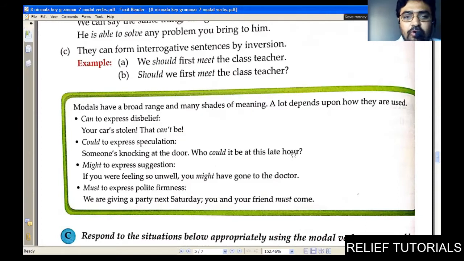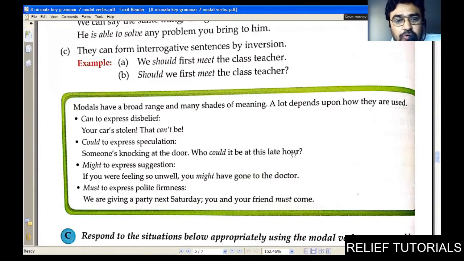Modals have a broad range and many shades of meaning. A lot depends upon how they are used. This was also told to you earlier. A number of modals can be used for the same kind of mood or situation. Can to express disbelief. Your car is stolen. That can't be. I just can't believe this. So that shows your disbelief.